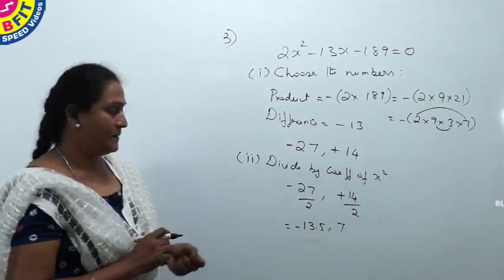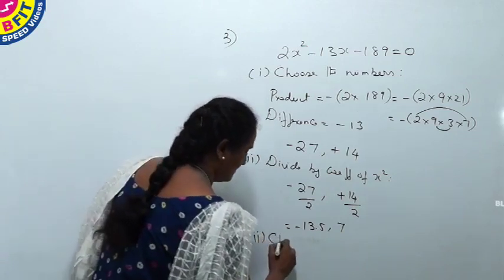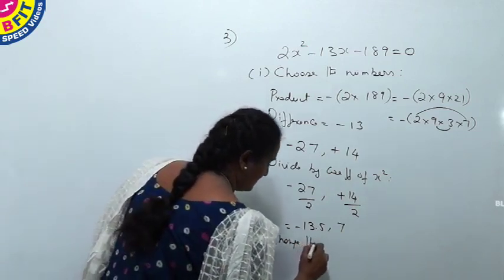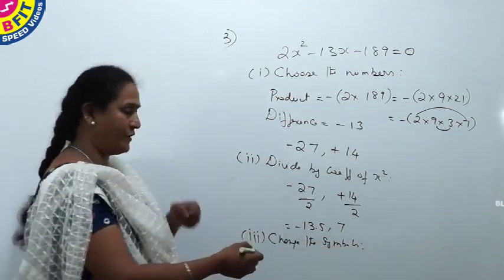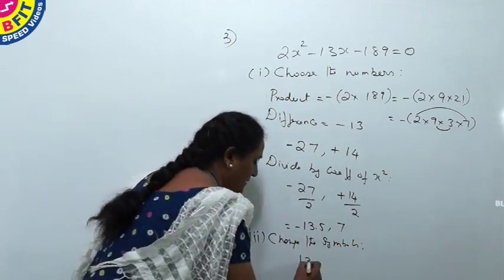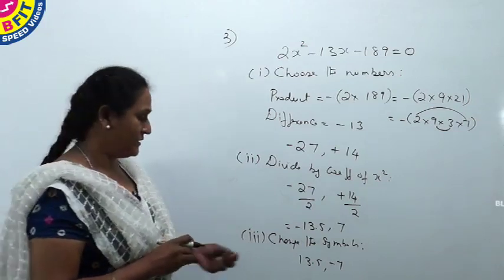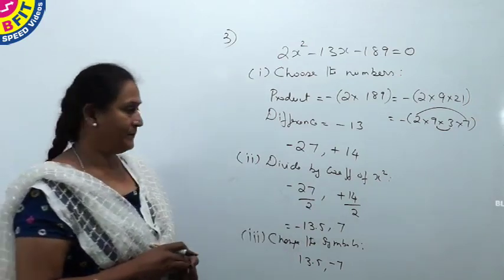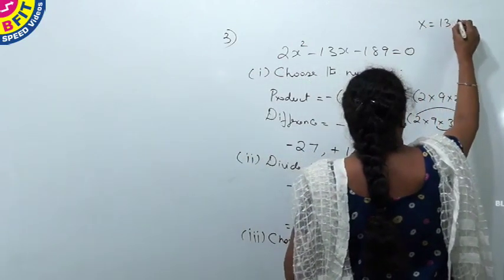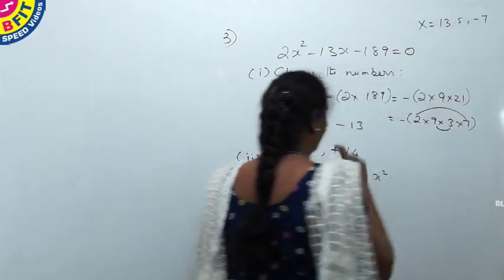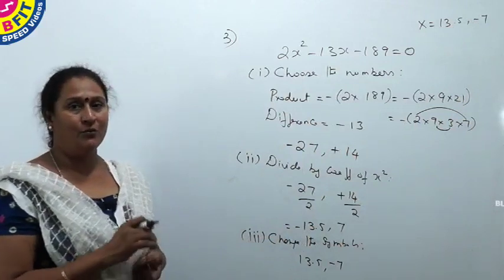So the third step, change the symbols. So minus 13.5 will be plus 13.5, the other one will be minus 7. So now values for x are 13.5 and minus 7. So we will write down here. Now we will solve the second equation and get values for y.